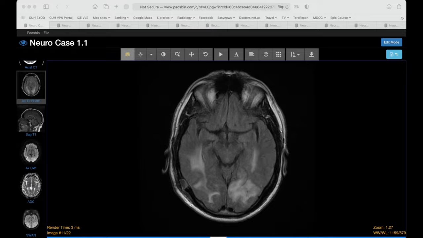But the interesting bit about this case is the confluent T2 hyperintensity, which you don't often see, despite seeing many cases of amyloid angiopathy. Amyloid angiopathy itself tends to affect the elderly with these lobar, cortical, and subcortical microhemorrhages.